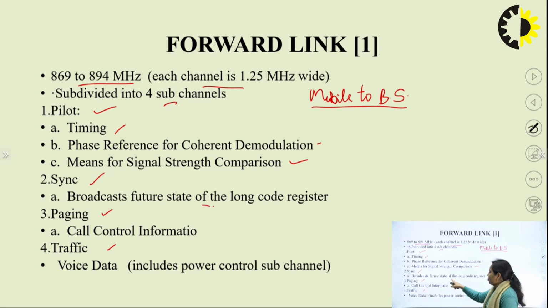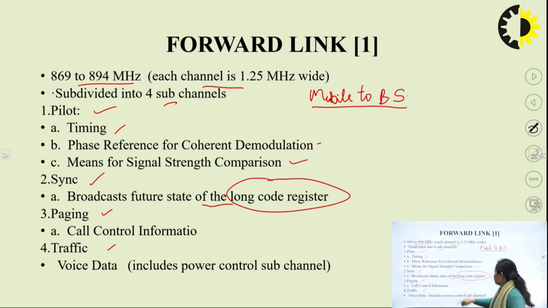Now its work is to broadcast the future state of the long code register. Now what is this long code register? It is nothing but the PN sequence which is generated by a PN sequence generator. Since its length is quite large as compared to the original data, it is known as a long PN sequence. It is stored in a register that is known as long code register. So sync is basically used to provide the synchronization between the transmitter and receiver, so that both are having the same number of bits. Third one is paging.